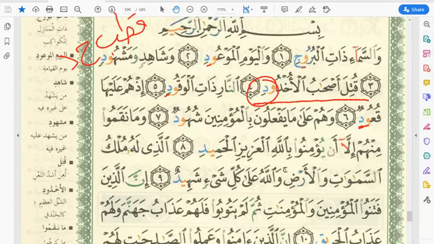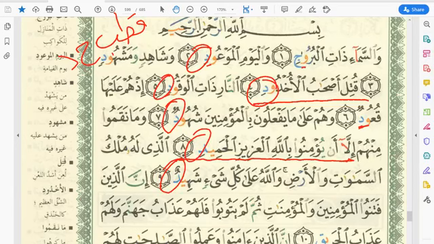وَهُمْ عَلَى مَا يَفْعَلُونَ بِالْمُؤْمِنِينَ شُهُودٌ. Notice here. وَمَا نَقَمُوا مِنْهُمْ إِلَّا أَن يُؤْمِنُوا بِاللَّهِ الْعَزِيزِ الْحَمِيدِ. Now, all of these are actually the big qalqala. Why? Remember, it's at the end, and we're stopping at it.